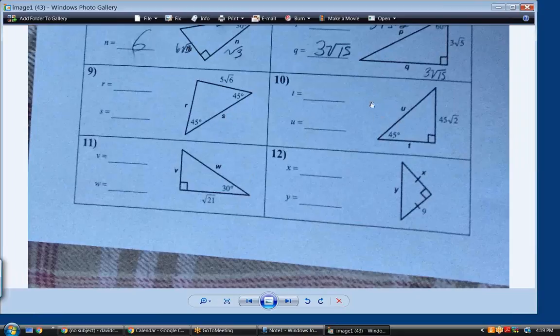And over here, what's T? T would be 45 square root 2. And what's U?